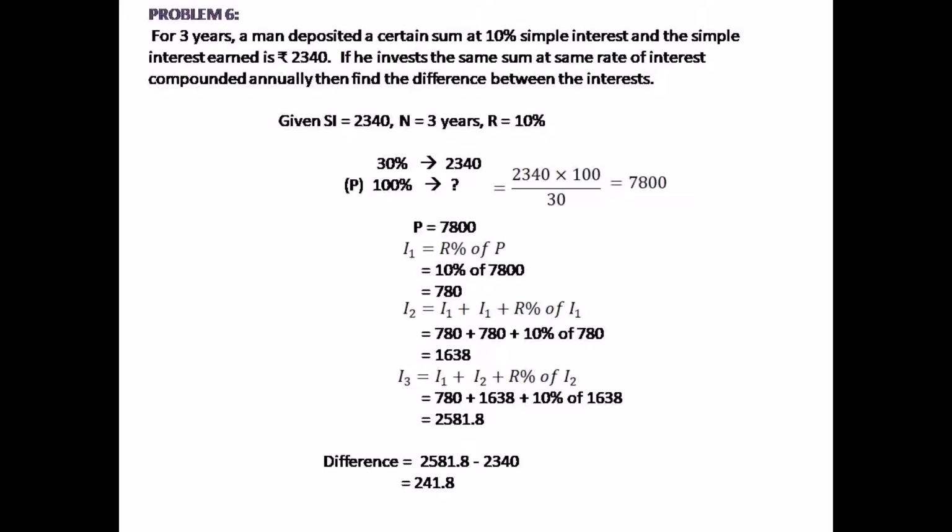Gives I3 is 2581.8. By subtracting 2340 from 2581.8, we get difference as 241.8.